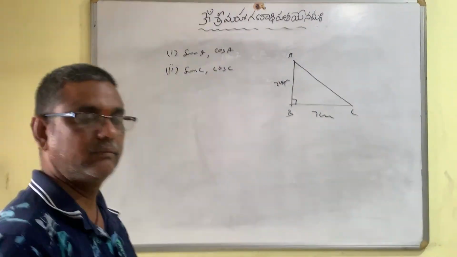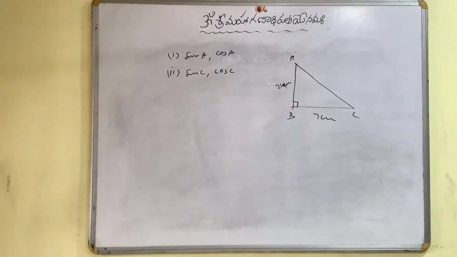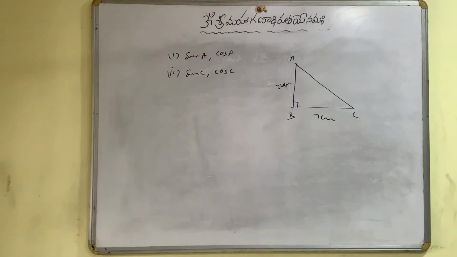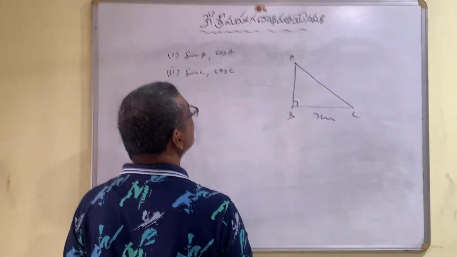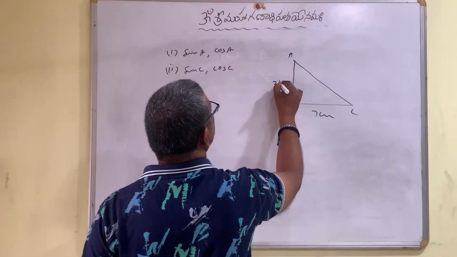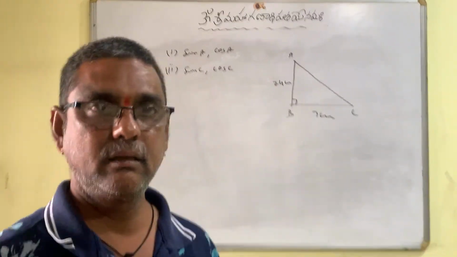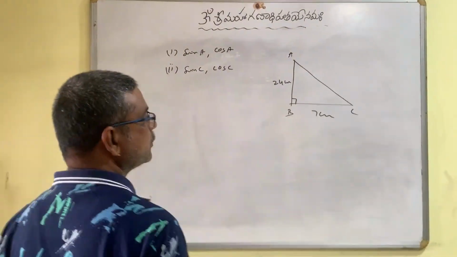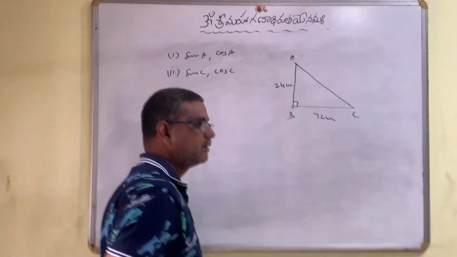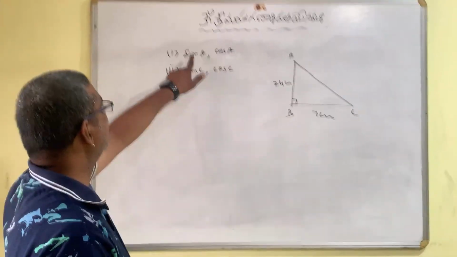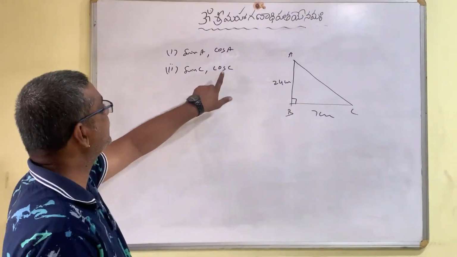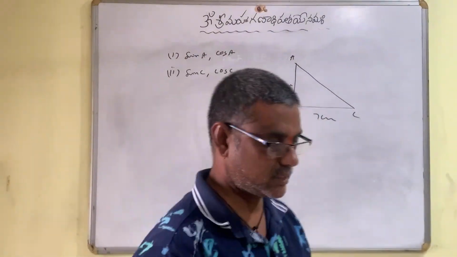Do it fast. Triangle ABC, right angled at B. AB 24 centimeters, BC 7 centimeters. First you have to find out AC, and then you have to write sin A, cos A, sin C, cos C, these values. Fast.